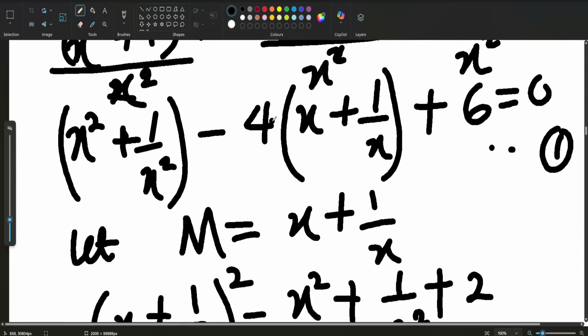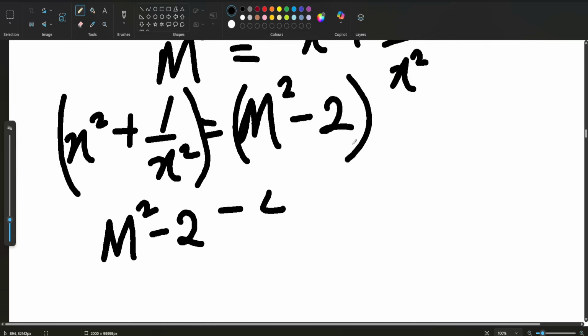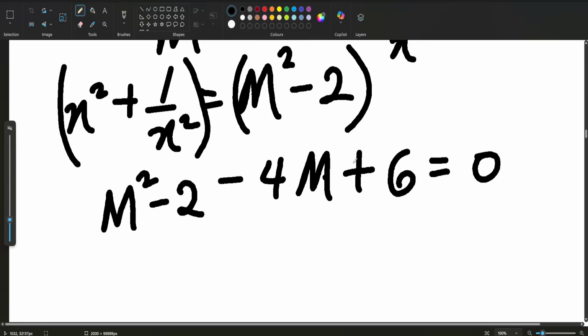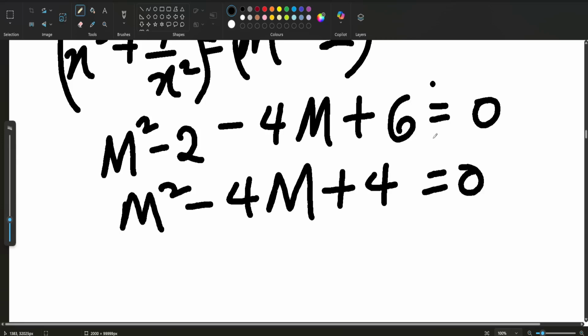Then this is going to be minus 4m plus 6 equal to 0. So this is now giving a quadratic equation. So we've been able to simplify this into a quadratic equation. So it's going to be m squared minus 4m, minus 2 plus, so that will be plus 4. Right? So now that we have this, we can now use our quadratic factorization method to simplify this further.